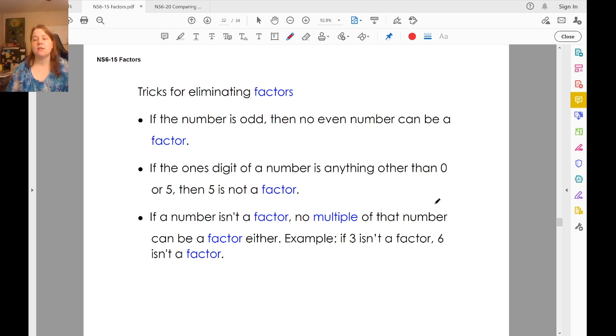So go ahead and read through some of these tricks for eliminating factors. If the number is odd, no even number can be a factor. If the ones digit is anything other than 0 or 5, it can't be 5. And if the number isn't a factor, no multiple can be a factor. So if, for example, 2 isn't a factor, then 4 and 8 also can't be factors.